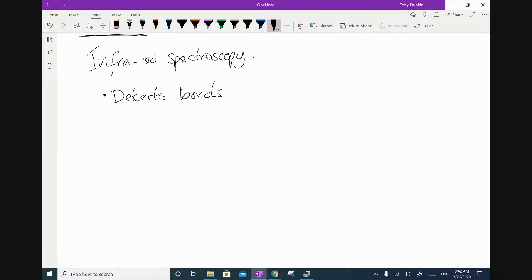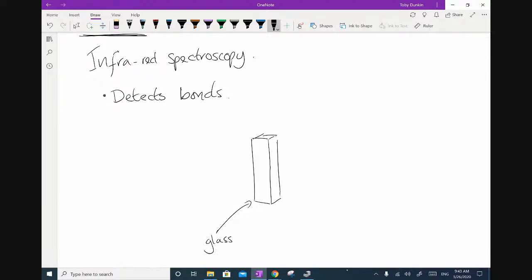So number one is we're going to have a sample of a compound. Now that sample is actually going to get placed into a really cool little jar called a cuvette. This is a glass cuvette.